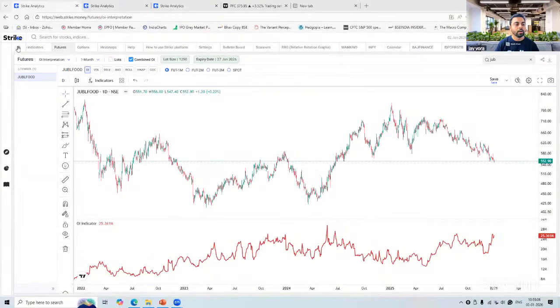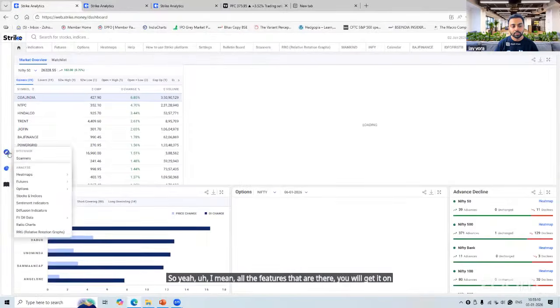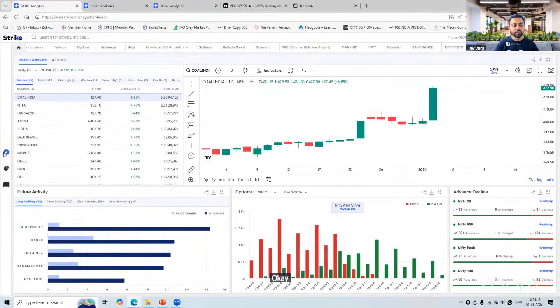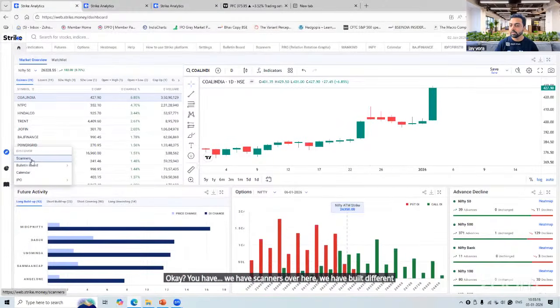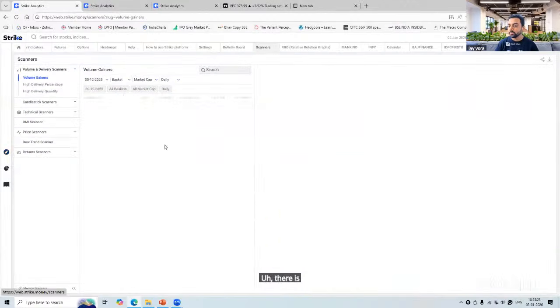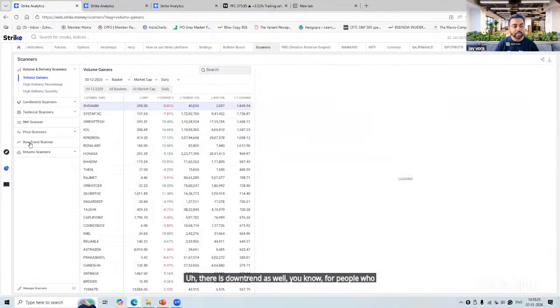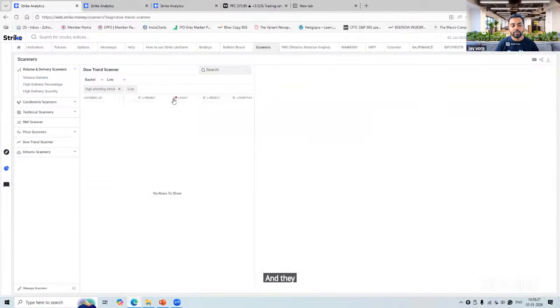So yeah, all the features that are there, you will get them on the left side over here. We have scanners over here. We have built different scanners. Many people like RMI, with the way that we have built it, and there is Dow trend as well, for people who follow price action and want to find where the turnarounds are happening.